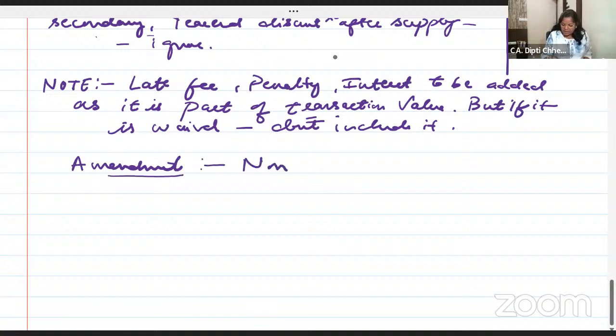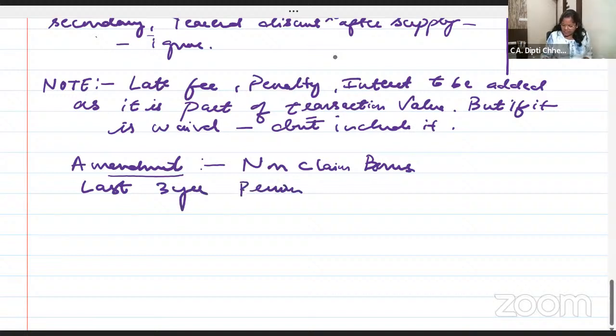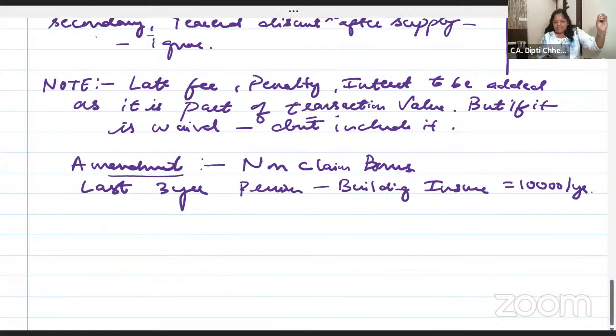The first one, no claim bonus. Last 3 years I have been paying premium. For my building I have taken the insurance. I am taking the policy for building insurance. I am paying 10,000 per year. And there is no accident, God's grace. So the premium will lapse.